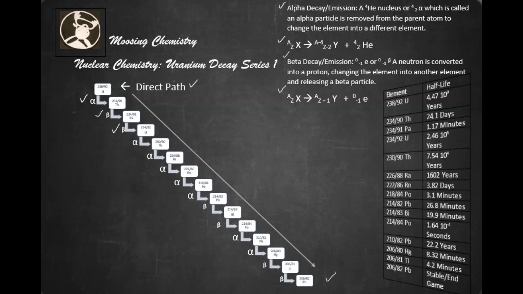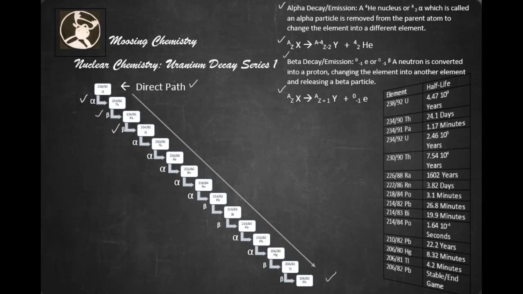Protactinium undergoes beta decay again and turns back into uranium. But the uranium it turns back into is not the same uranium that we started with. We started with uranium-238 right here, and now we're at uranium-234. So we obviously have a change in the number of neutrons. Let's go back and continue the process and see where we go from there.